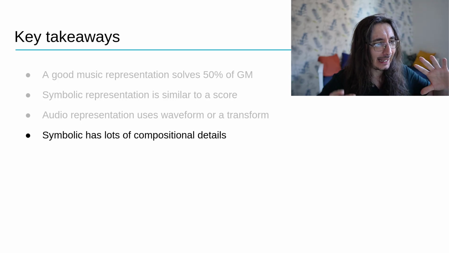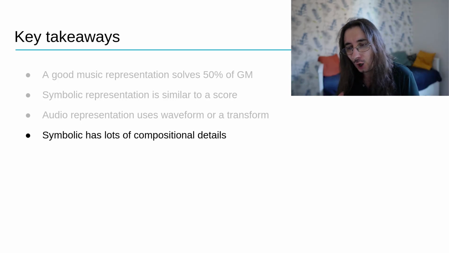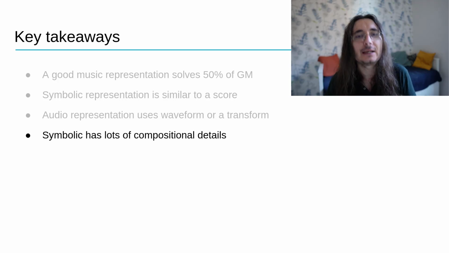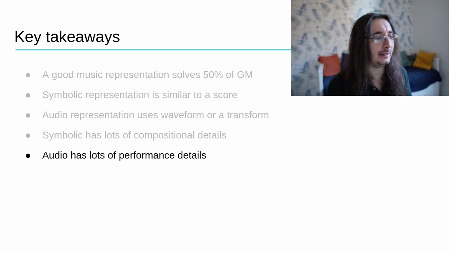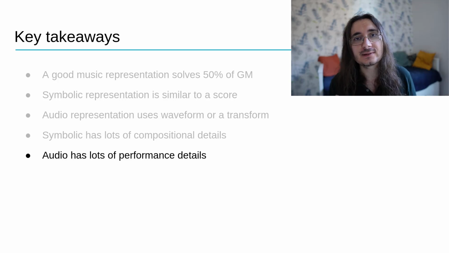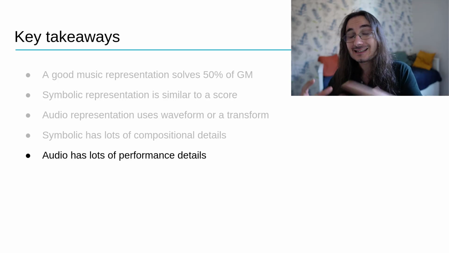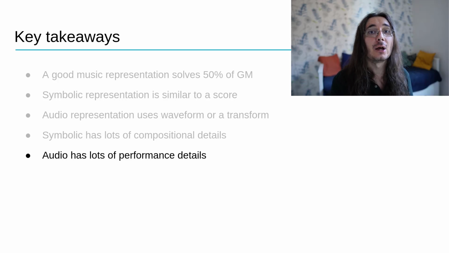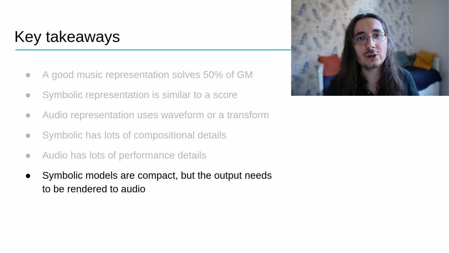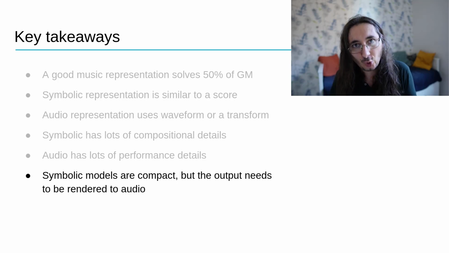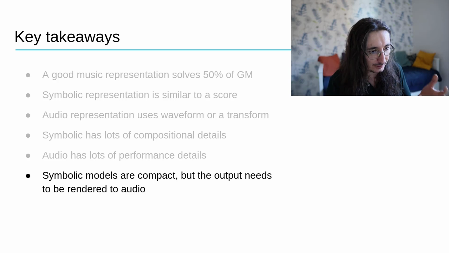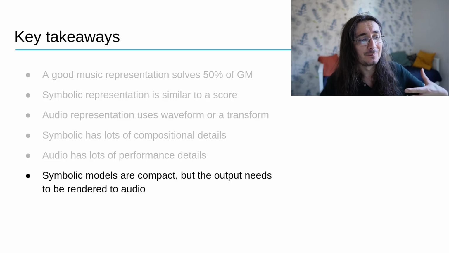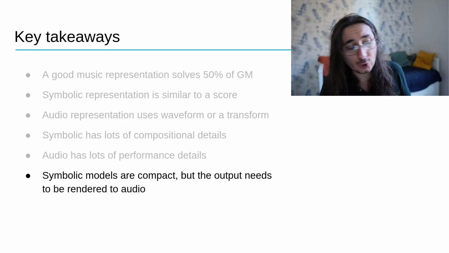Symbolic has a lot of compositional details because those constituent tokens can be mapped directly onto musical entities that carry a lot of meaning. By contrast, the audio representation has a ton of performance and production details because it is extremely complex and rich in its representation. Generative music models that use a symbolic representation tend to be smaller because a symbolic representation is more compact. The problem that comes with it is that the output is just a symbolic score that you need to render to audio.